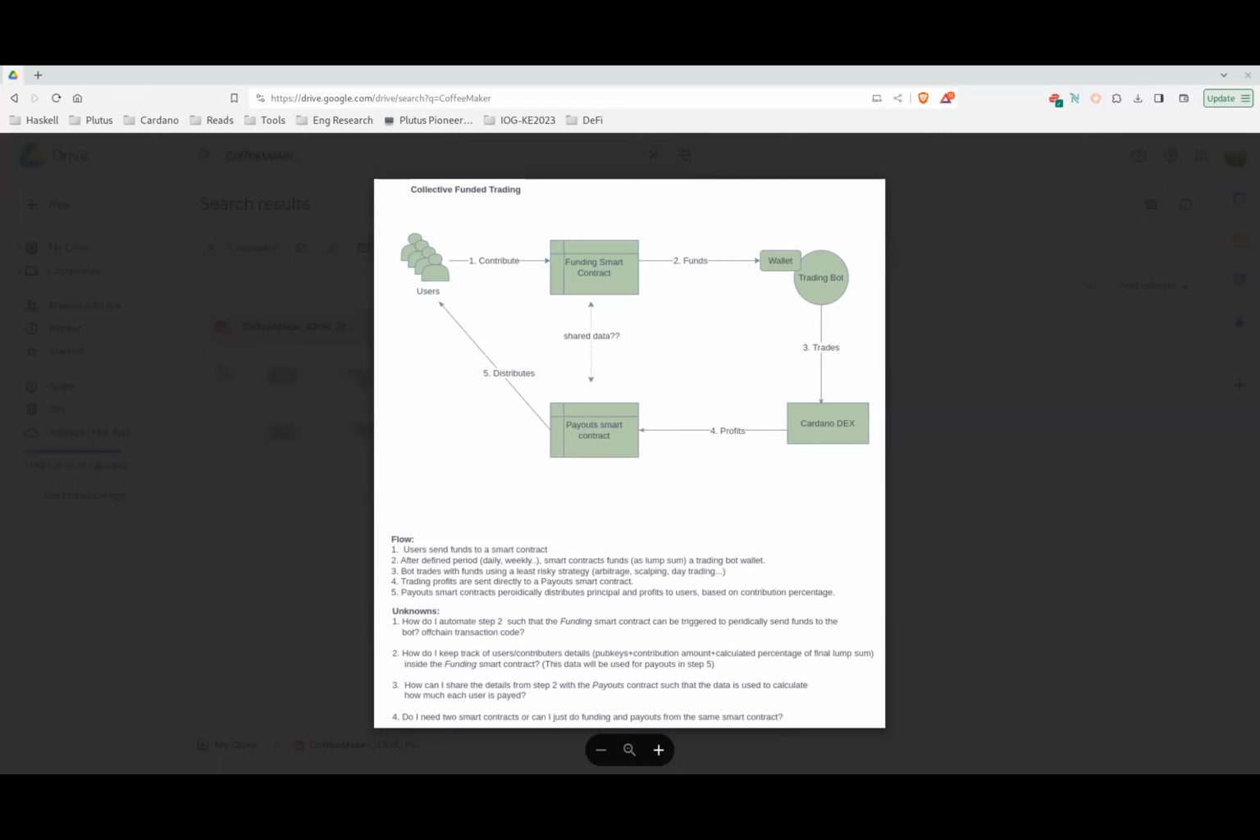Just to see your other questions. How do I keep track of users, contributors, details, pub keys, contribution amount, and calculate the percentage of the final lump sum inside the funding smart contract? This data will be used for payouts in step 5.